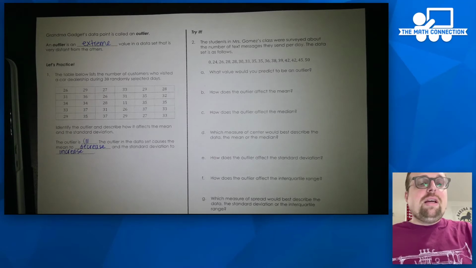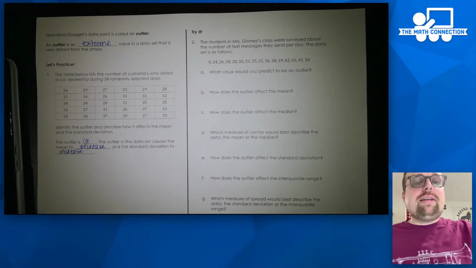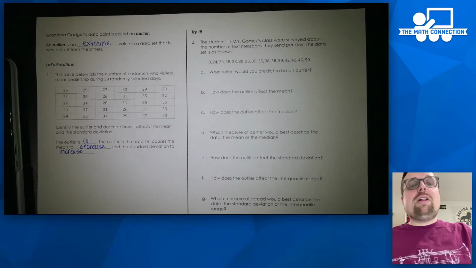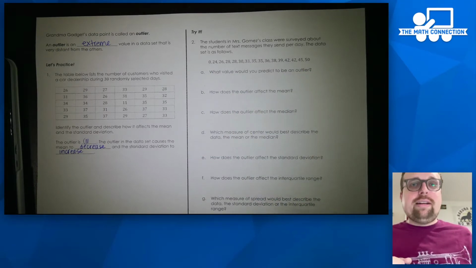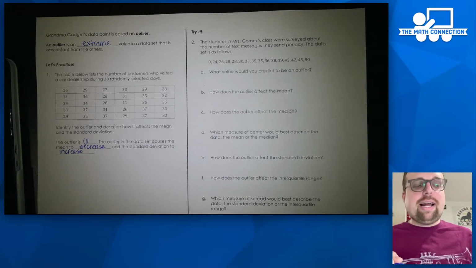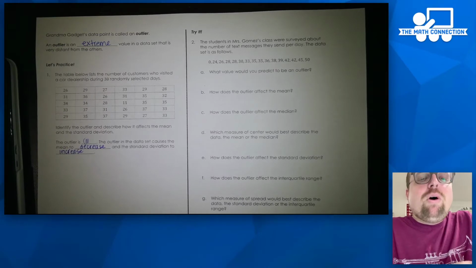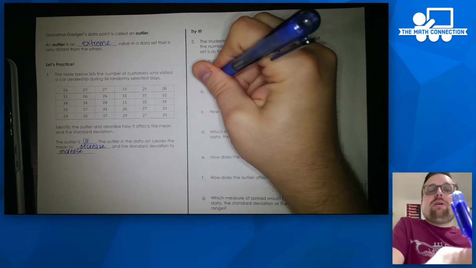Okay, we're back. So in the try it question, it says, the students in Mrs. Gomez's class were surveyed about the number of text messages they send per day. The data set is as follows. So 0 all the way up to 50. So we're talking about text messages again. They love text messages in this one, I guess. What value would you say is the outlier? And I hope that you said 0, okay?